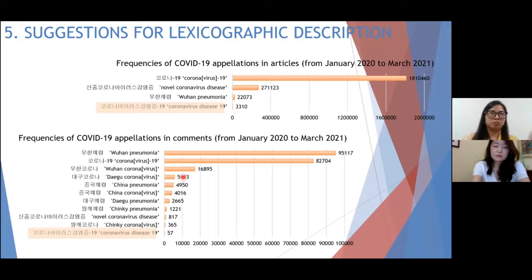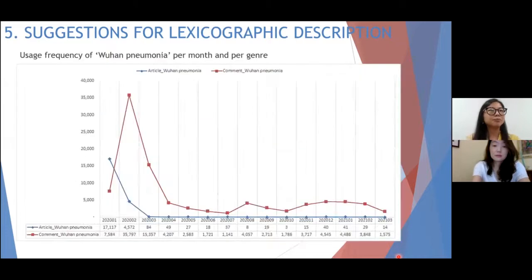a lot of different names that are used, and many of them are strongly biased and officially disapproved. So they are almost inexistent in the articles. However, you can see that you still have a case of Wuhan pneumonia, which has a fairly high frequency, while it comes to those names that have been proscribed. So to understand this hiccup, we need to look into the monthly usage of the word.